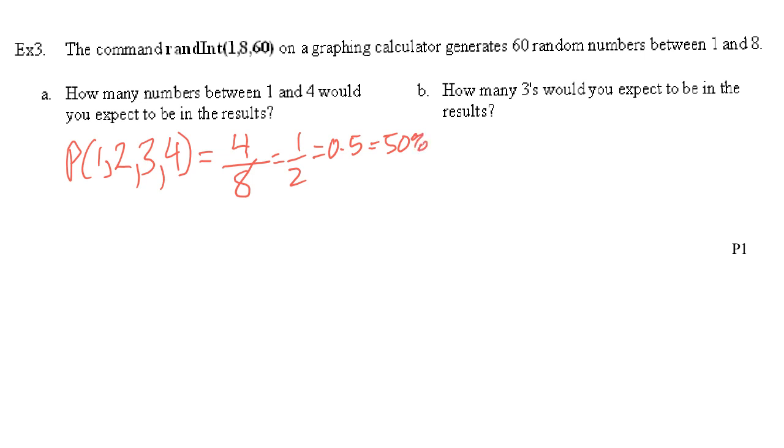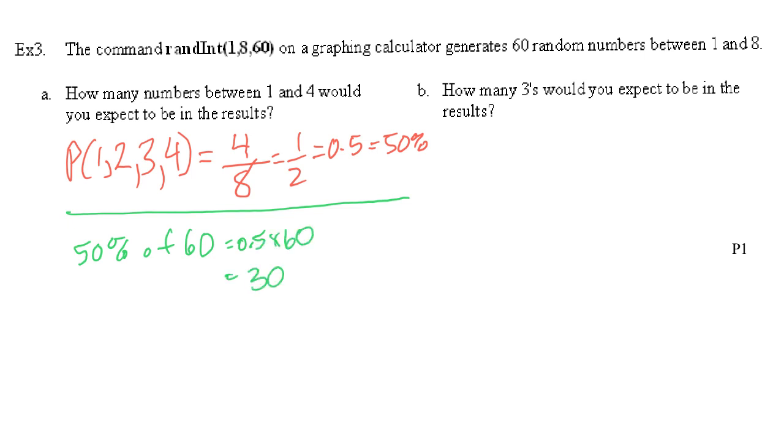Now, imagine I asked you for that, right? The next thing that I could ask you is, how many would I expect, right? So I would take 50% of 60. Remember, 60 is the total number. So that means 50% is 0.5 times 60, which is equal to 30 that are 1, 2, 3, or 4.